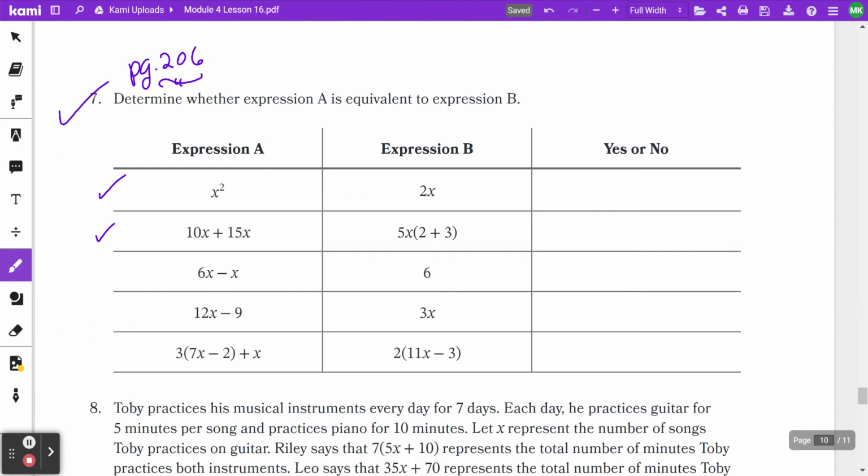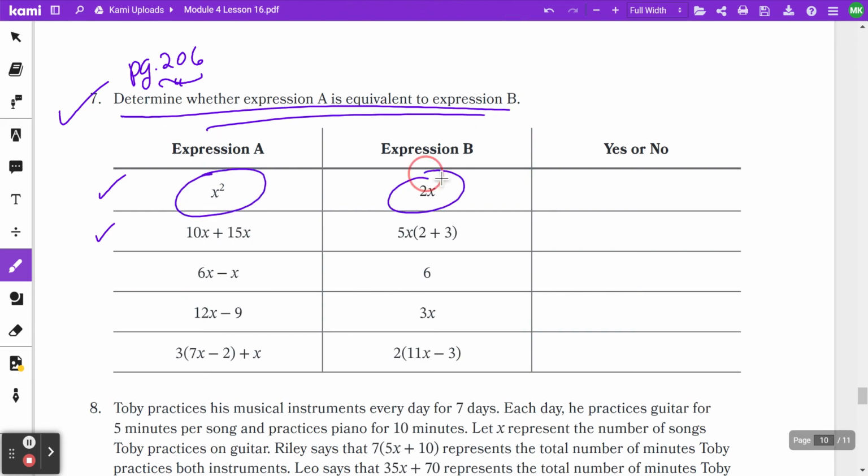This guy here, well, this one, let's see. Are these guys equivalent to one another? Well, 2 times x is really x plus x, right? This guy's x times x. So that's a big old no. They're not equivalent. If I distribute this guy, I get a 10x there. If I distribute this guy to this guy, I get a plus 15x. And so they do work. Yeah, so that's a big old yes. Okay, and that's how that works. Right, those go pretty quick.